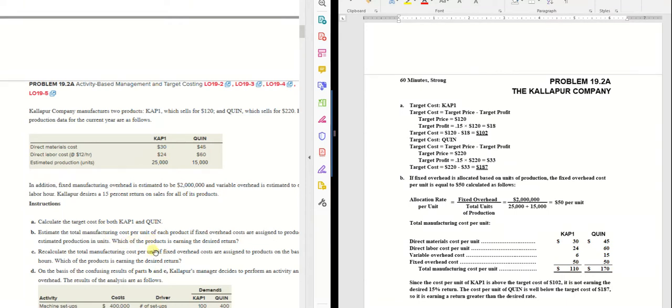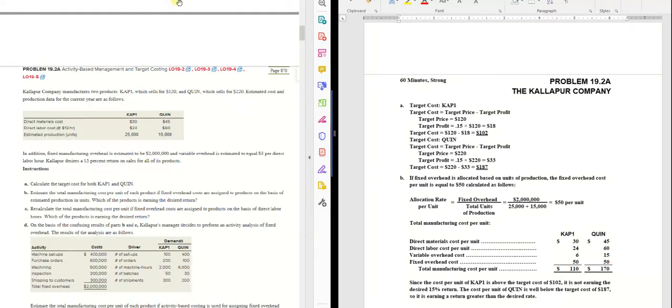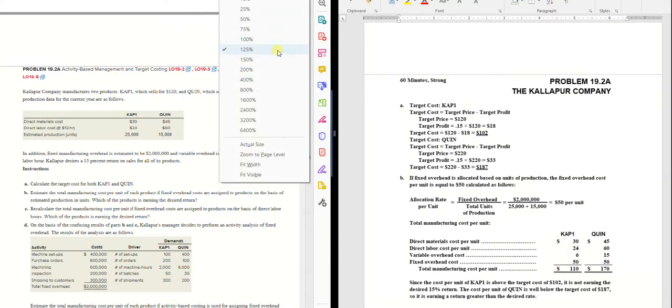Let me make this a little smaller. Oh, you can't read that now, can you? I'll make it bigger again.